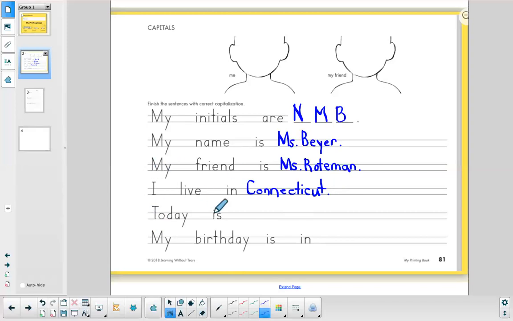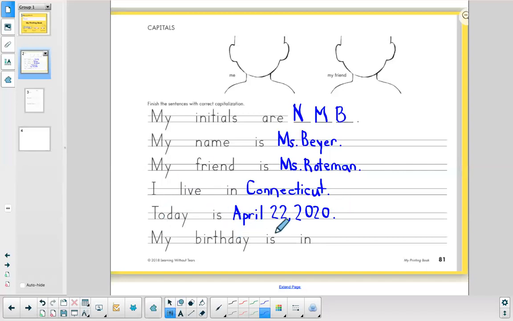Today is, what's today's date, first graders? I'm going to write it and then let's check your work. Is this what you wrote? Today is April 22nd, 2020. Or I should say, is this what you said?